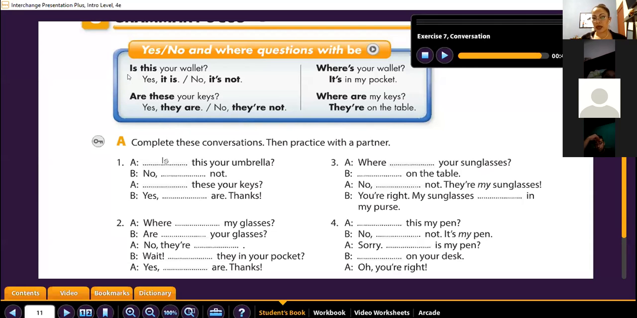Ahora, si queremos preguntar ¿dónde está algo en singular? Vamos a preguntar, where is your wallet? ¿Dónde está tu billetera? It's in my pocket. It is in my pocket. O, si es plural, vamos a preguntar utilizando where are, y luego el complemento. Where are my keys? They are on the table. Questions? ¿Hay preguntas hasta acá? ¿O no hay preguntas?